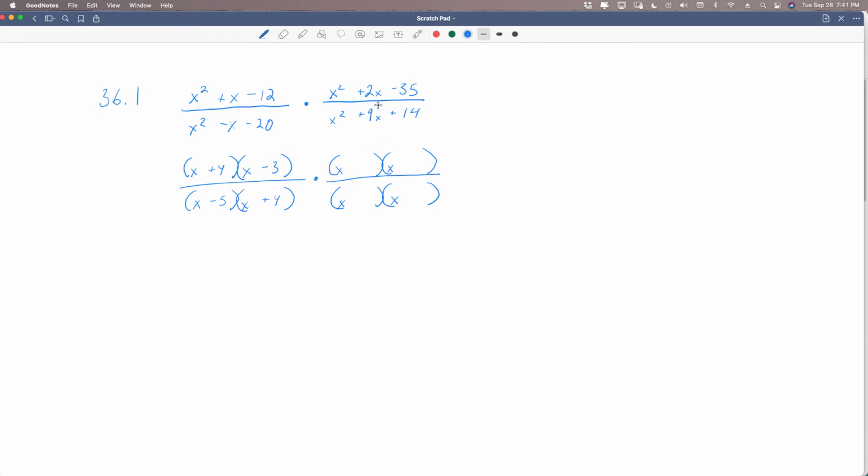All right, we have a 2x left. We have negative 35 and a positive 2. So it tells me that the 7 is going to be positive and the 5 is negative, because it's negative 35, and when they're combined, we have a positive 2 left over. And here we have a positive 14 and a positive 9. That tells me we have positive 2 and a positive 7, because the two together combined give us a positive 9x.